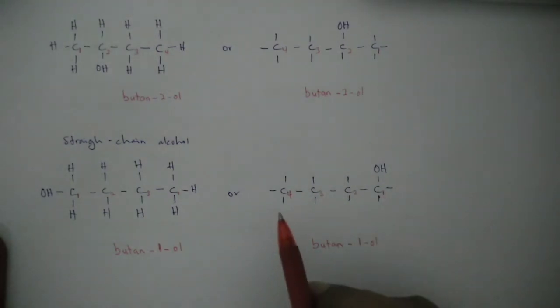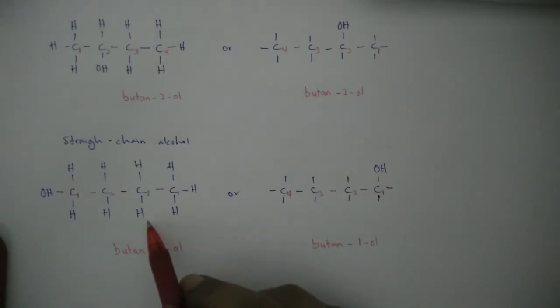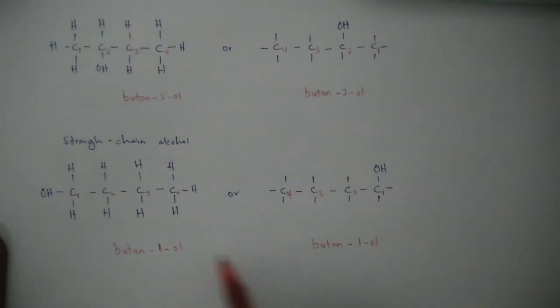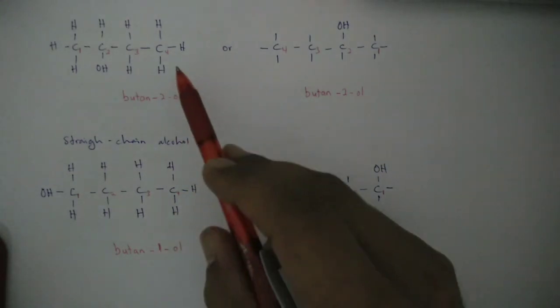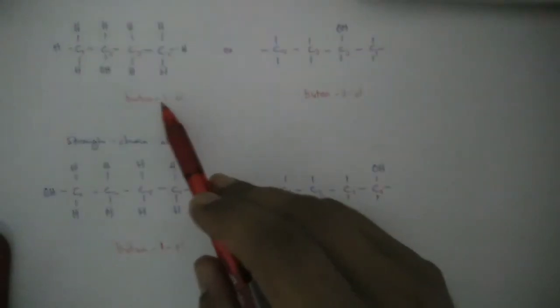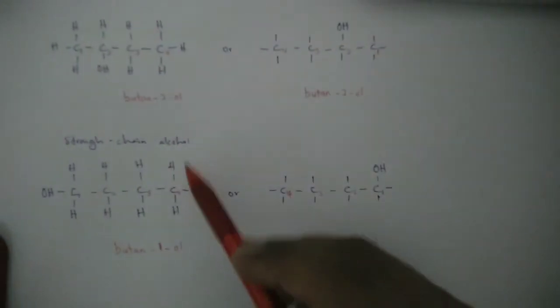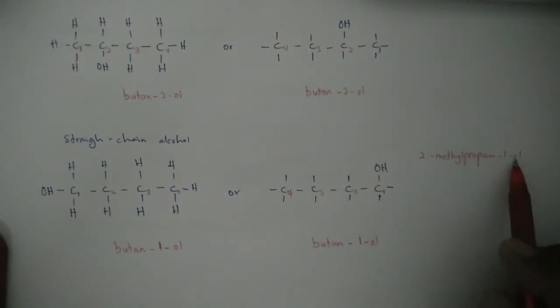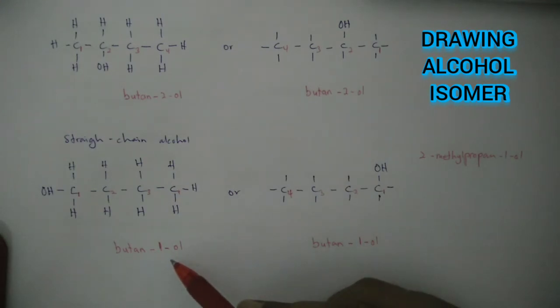When you draw the structural formula like this and like this, it's still the same molecule. But this structural formula and this structural formula, butan-2-ol and butan-1-ol, these molecules are called isomers. 2-methylpropan-1-ol is an isomer of butan-1-ol.